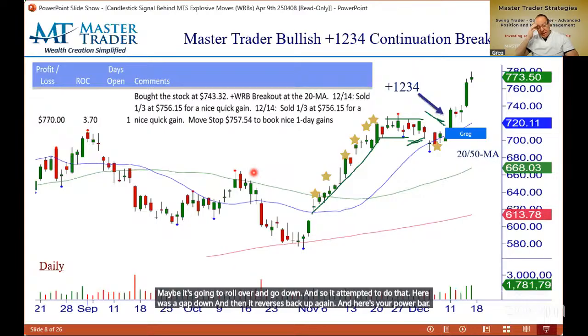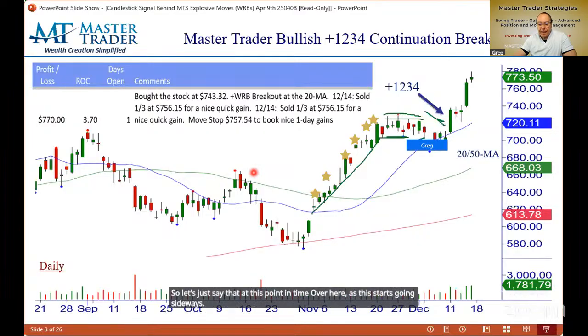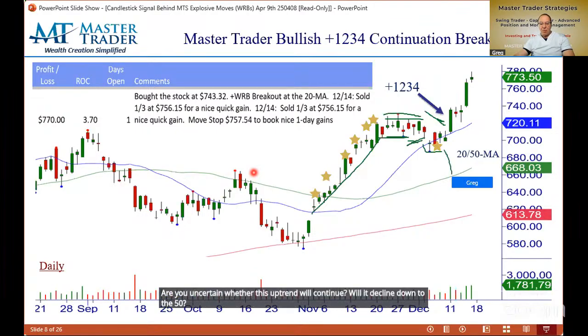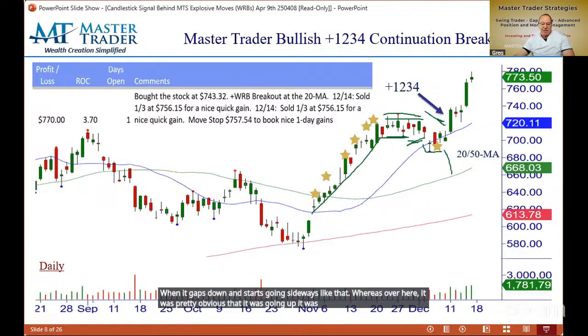So let's just say that at this point in time, over here, as this starts going sideways, which takes a few bars, and especially when it gaps down like that, would you agree that that communicates uncertainty? Right? Are you uncertain whether this uptrend will continue? Will it decline down to the 50? Yeah, when it gaps down and starts going sideways like that. Whereas over here, it was pretty obvious, extremely obvious, that it was going up.